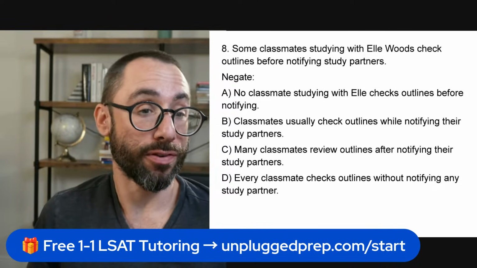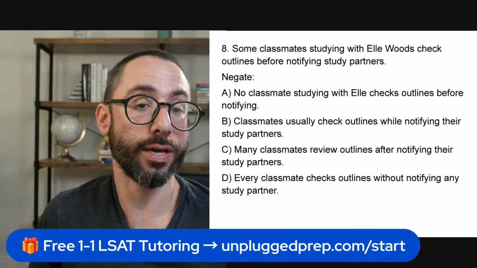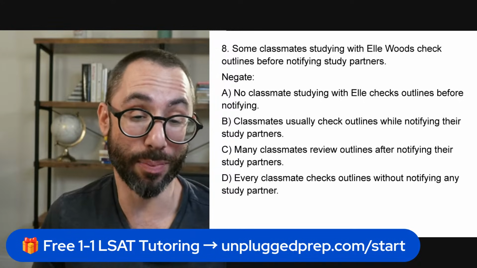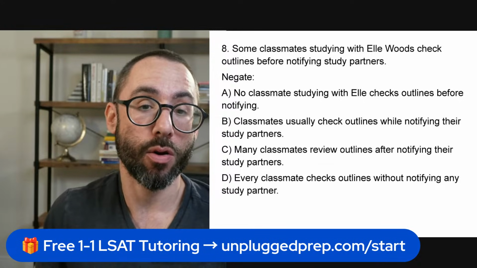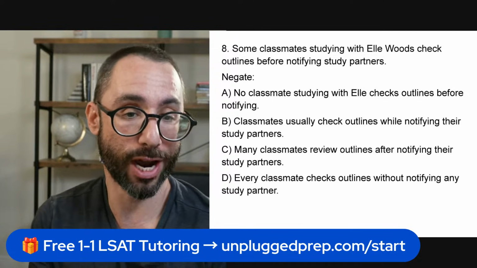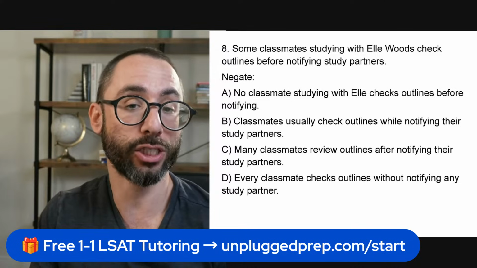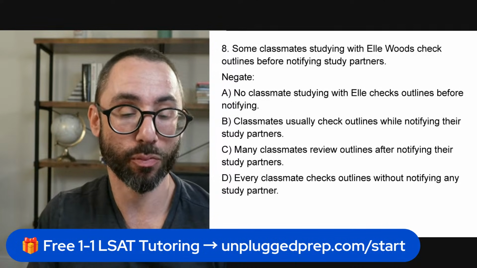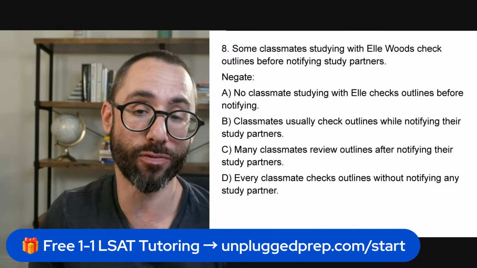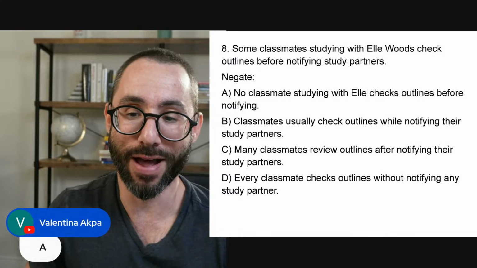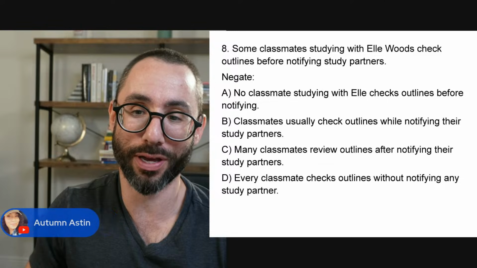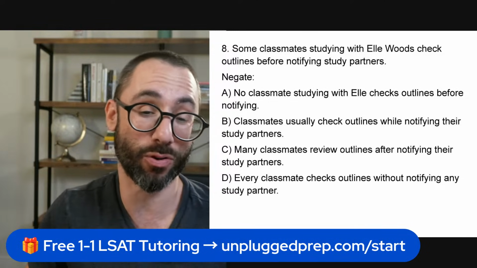So the original says some. The negation of some would be none or 0. So a choice saying many or usually, like B and C do, probably not going to be right. We basically were to limit it now down to the core subject verb. Some check before, or some check. The negation of some check is no one checks. And that's exactly what choice A says. No one checks. No classmate checks outlines before notifying, which is choice A. A ton of folks got it. Valentina, Michael, Edward, Passion, Jolene, Anne, KD, Luke, Osvaldo, Zuli, Autumn, all saying A. A is in fact correct. Well done, folks. You all are doing great.